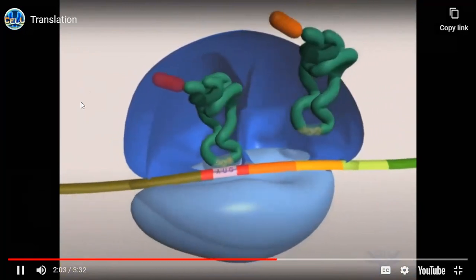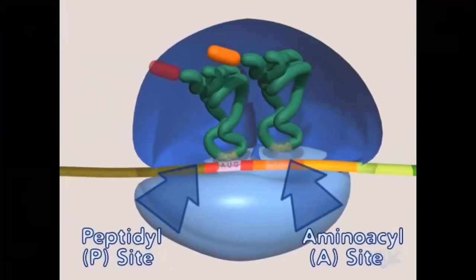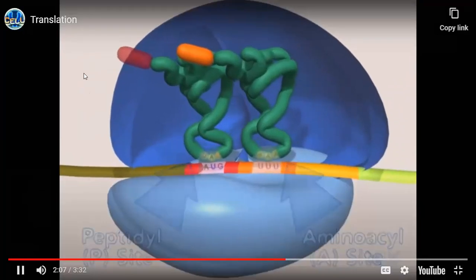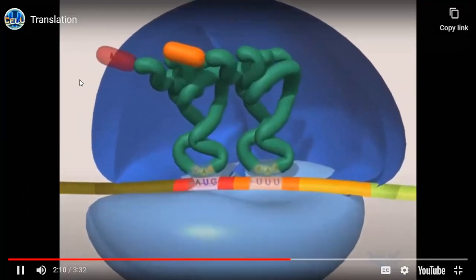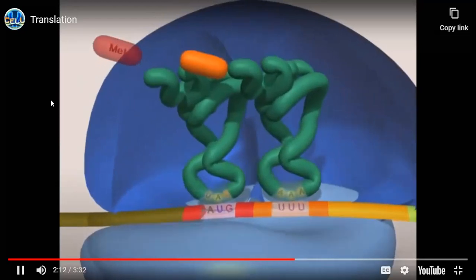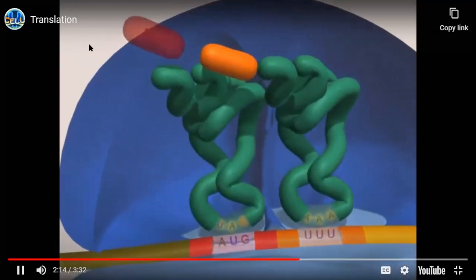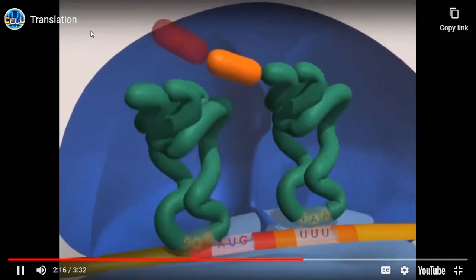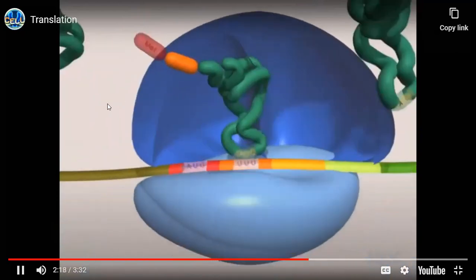The first tRNA occupies the P site. The second tRNA enters the A site and is complementary to the second mRNA codon. The methionine is then transferred to the A site amino acid. The first tRNA exits. The ribosome moves along the mRNA.